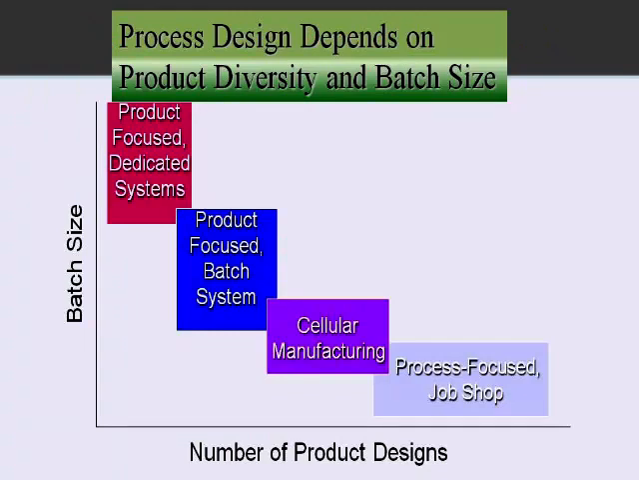Processes are focused in a job shop. Because of the variety of processes, a variety of products can be manufactured, and the batch size would invariably be very small. On the other hand, in product-focused dedicated systems, we take the extreme, where batch sizes are high and the number of product designs is low. In between, cellular manufacturing, the product-focused batch systems, occupy this space.